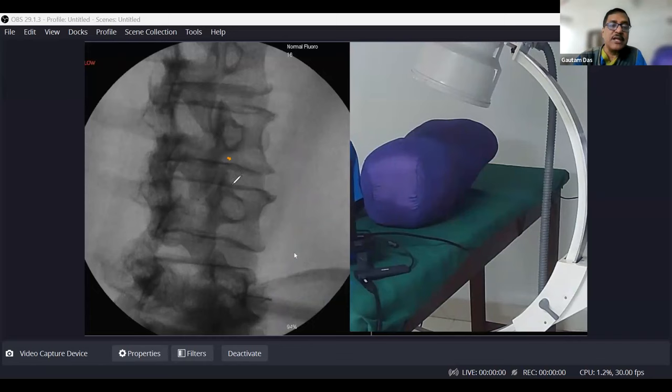For the Cambin's triangle, my needle should be here. For the facet joint interarticular, my needle should be here. And for the medial branch block, my needle should be here. Tunnel vision. Then I'll go for the lateral view to see each needle position, because the lateral view is important. Only an AP oblique is not enough. So now, let me place the needles.